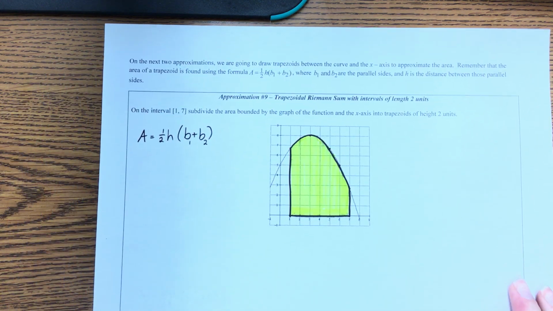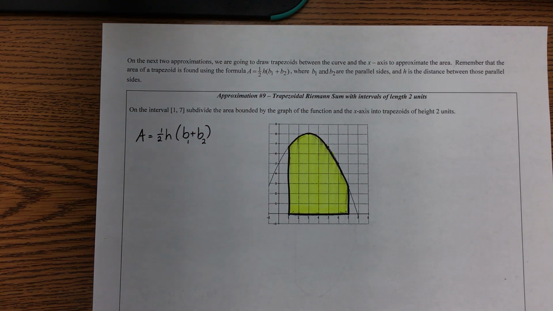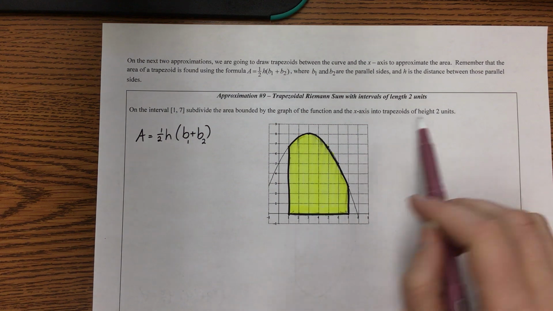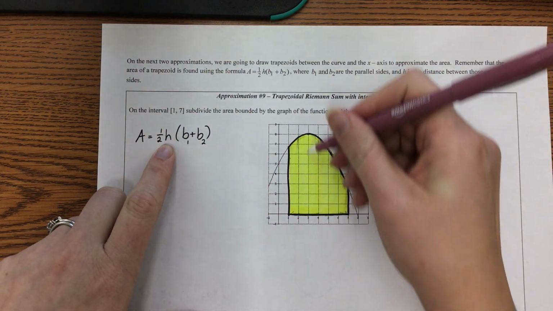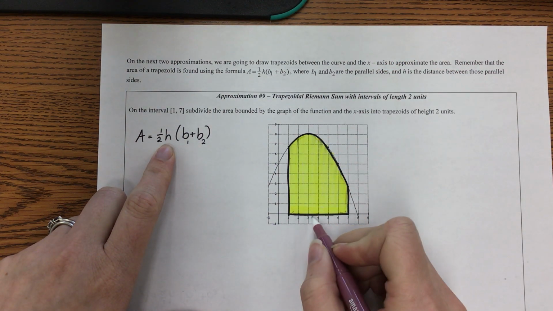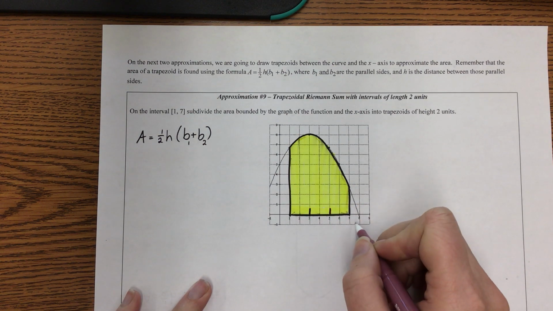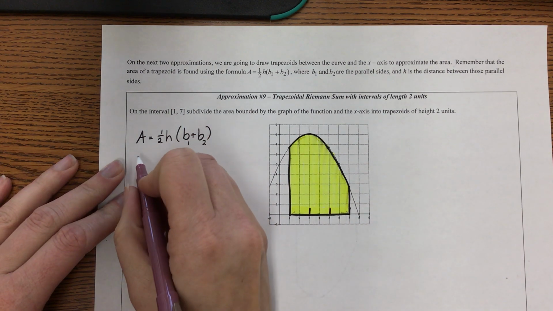So that's what we're going to be doing. We are on approximation number 9, trapezoidal Riemann sums with intervals of length 2 units. I've already got the drawing done out with the yellow and everything. Okay. So here we go. Area equals a half times the height times base 1 plus base 2. We are making the heights of the trapezoids be 2 units. And again, the height is not really like up. The height is the change in the x's. So 2 units is going to be from 1 to 3, and then from 5 to 7. 1 to 3, 3 to 5, 5 to 7. So h is going to be 2.